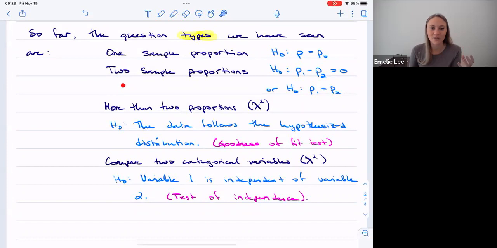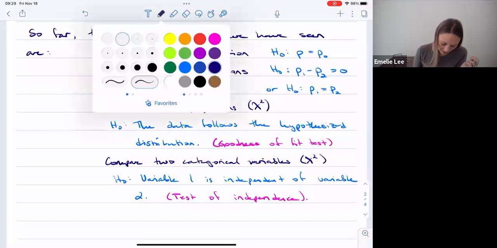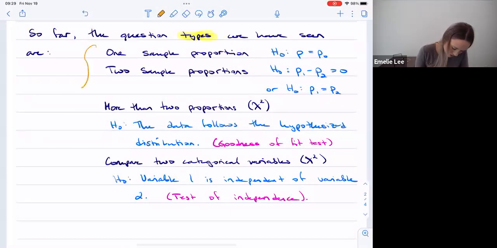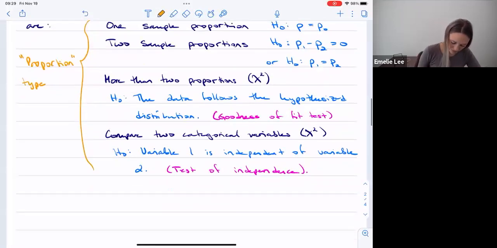Yeah, so these are the types that we've seen so far. We've seen 4 different types. We could introduce a lot more types, and that's what we're going to do. The next type of question is going to have to do with, so no longer proportions, because these are all proportion type of questions.